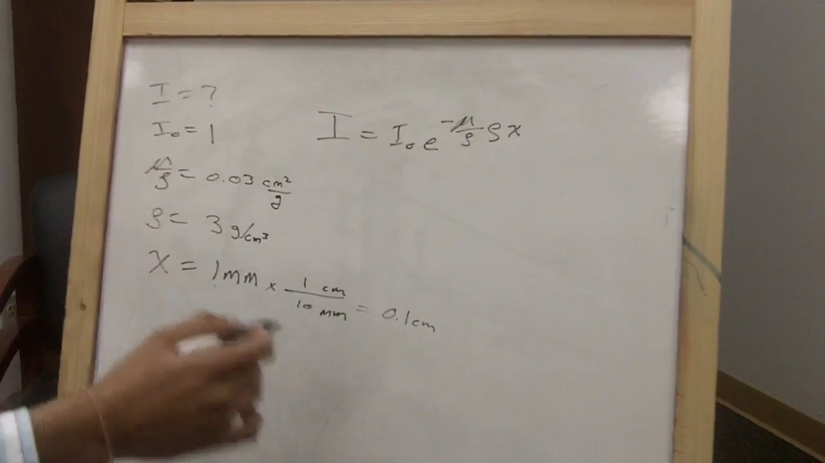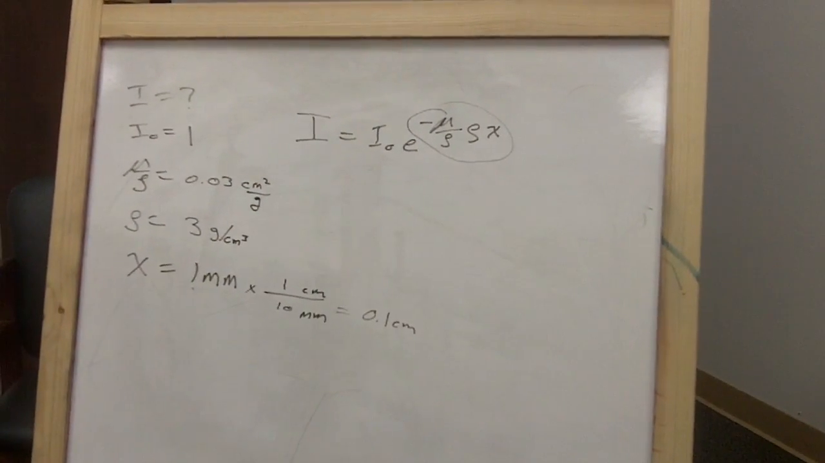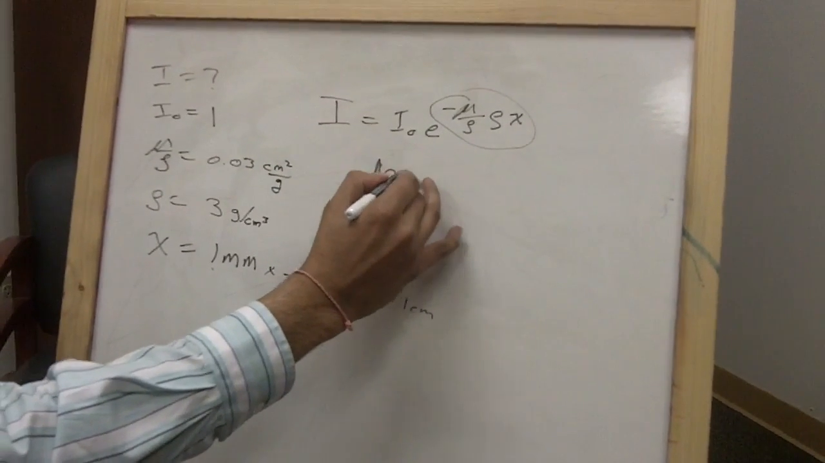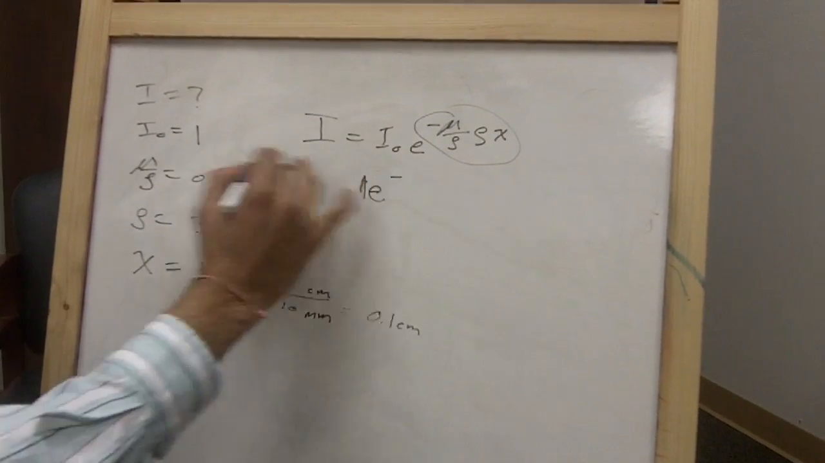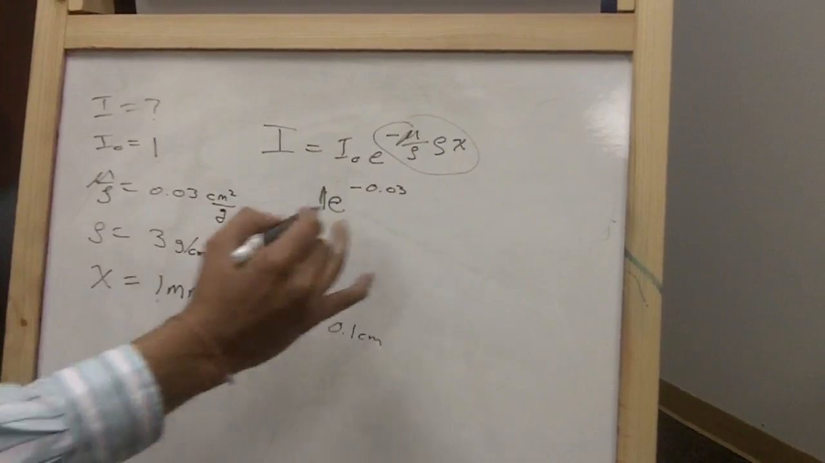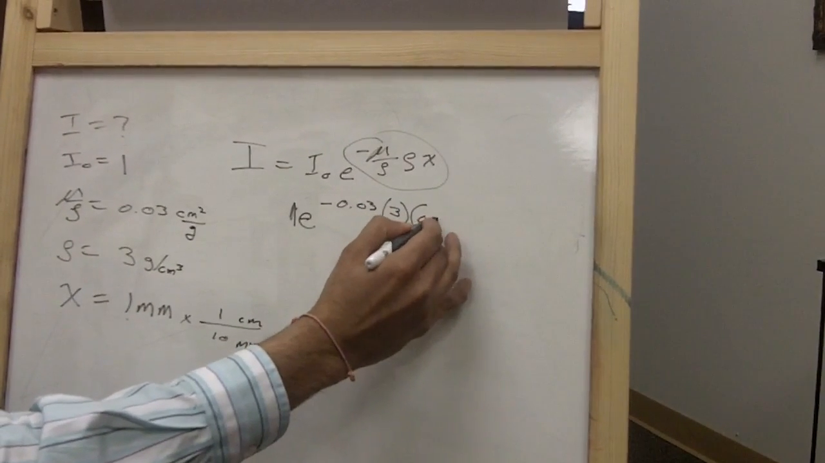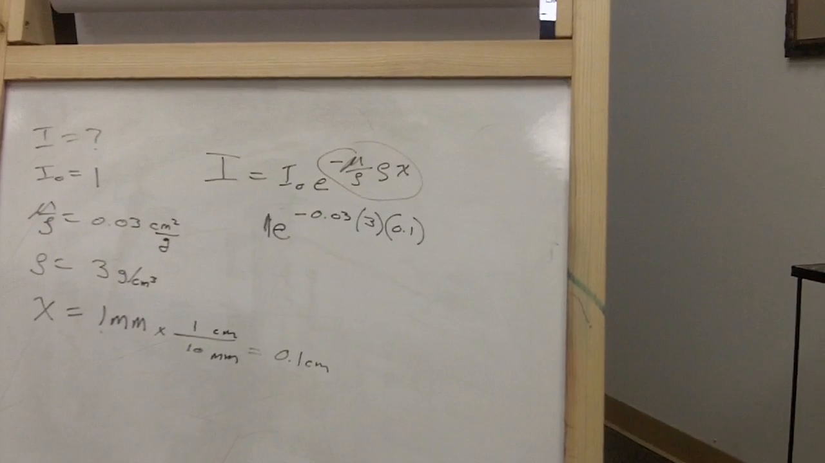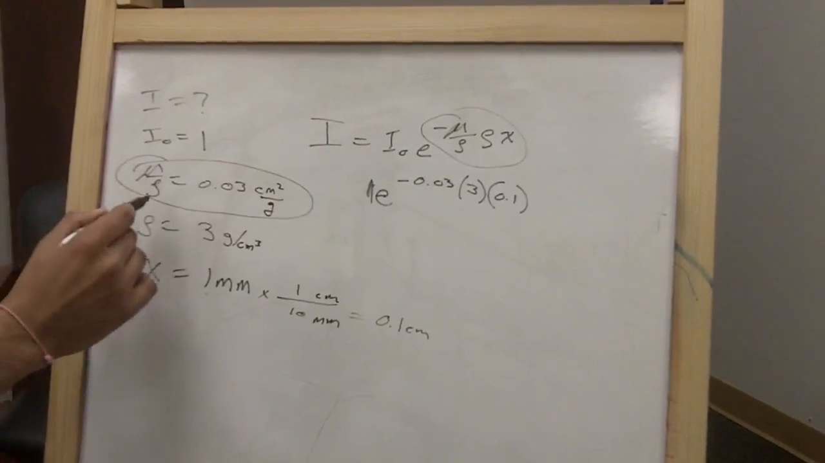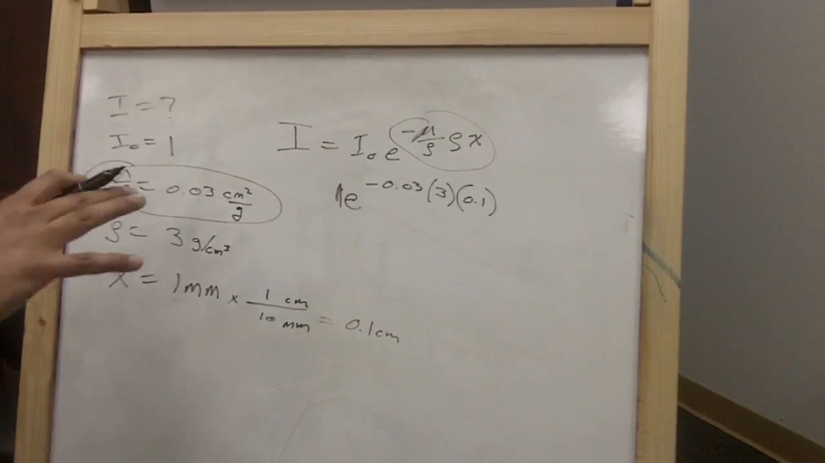So now all the units match. Everything should cross off in our exponential when we plug it in. And we will just go from here. I'll say 1 equals I0 times e to the minus mu over rho, which is 0.03. That's the whole thing, that's the mu over rho together. The rho is 3. Your x is 0.1. Right? This often confuses people because it's this mu over rho thing, but it's telling you that mu over rho equals 0.03. You don't have to do anything with it.